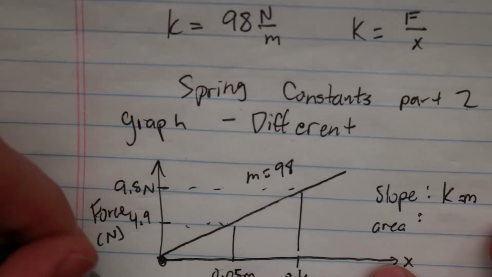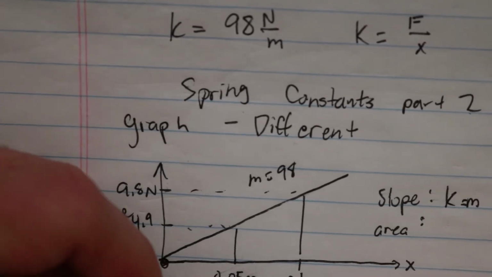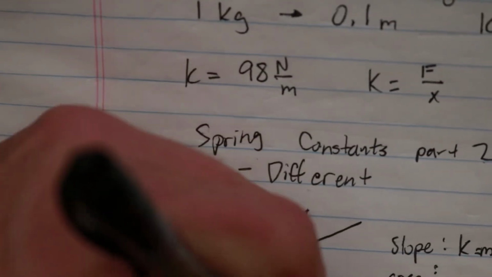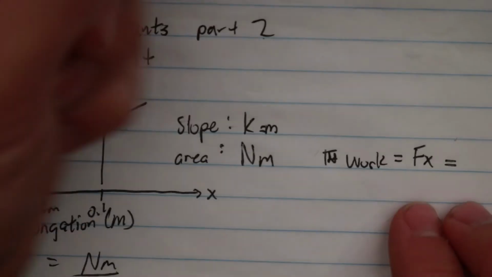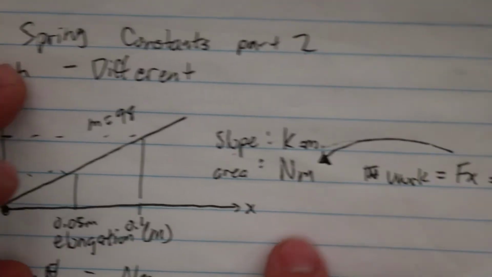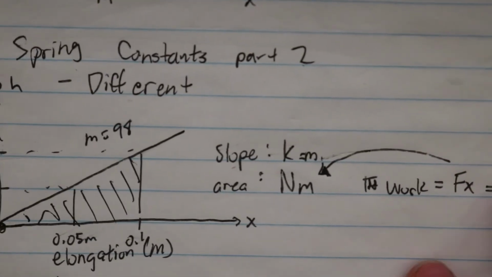And then what does the area represent? To find the area, we would take 1 half base times the height. So 1 half times meters times force times newtons. And so we get newton meters here. So remember, work equals force times the distance, which is going to be the same thing here, measured in newton meters. So we can determine the work by the area under this line here. So that's some things to learn about the graph.